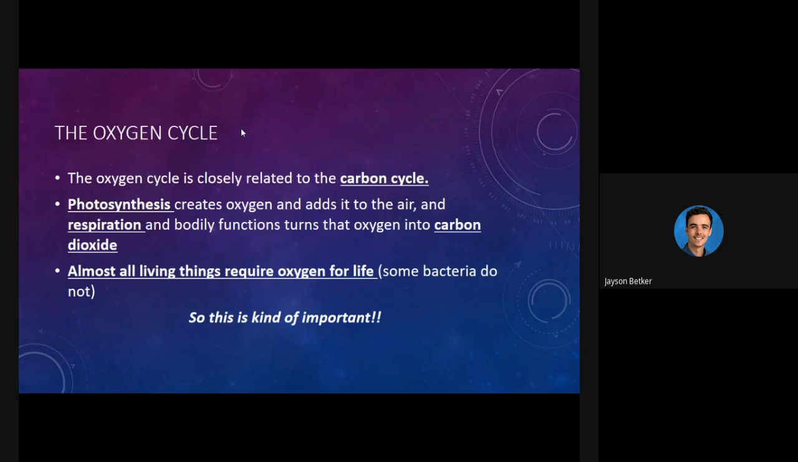The oxygen cycle. The oxygen cycle is very closely related to the carbon cycle. Okay, there's photosynthesis, which creates oxygen and adds it to the air. And then respiration and bodily functions turn that oxygen back into carbon dioxide. That's respiration inside of living things. Almost all living things require oxygen for life. We can basically say all living things require oxygen for life. There's some bacteria that don't, but having almost all living things require it means that it's kind of important.